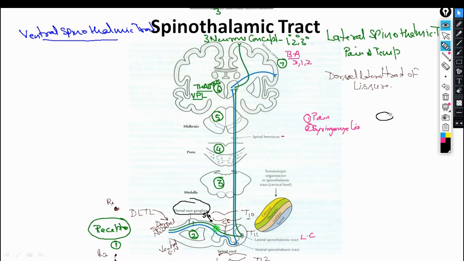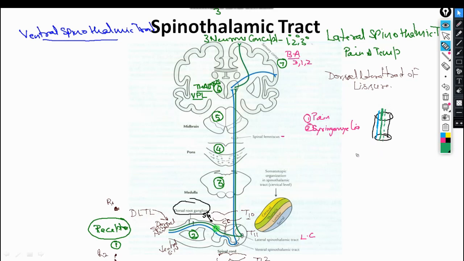First we see this is the spinal lemniscus. In this spinal lemniscus we see two tracts are running. One, this blue one, is the ventral spinothalamic tract, and the other one is the green one. The green one is the lateral spinothalamic tract, and in this lateral spinothalamic tract there are two groups of fibers. One group is for the temperature, which is in the regular line, and the other is for the pain. Clear? This is for the pain.